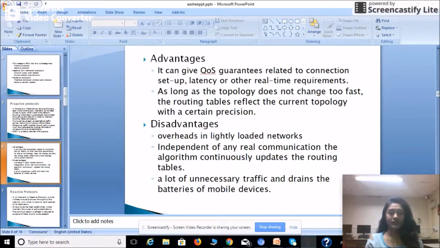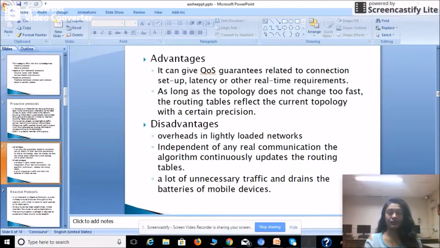Now we see some advantages of proactive protocols. The first is that it can give QoS guarantees related to connection setup, latency, or other real-time requirements. As we know, in proactive protocols we already know the path from source to destination. That's why it gives us quality of service in terms of connection setup, latency, or any other real-time requirements.